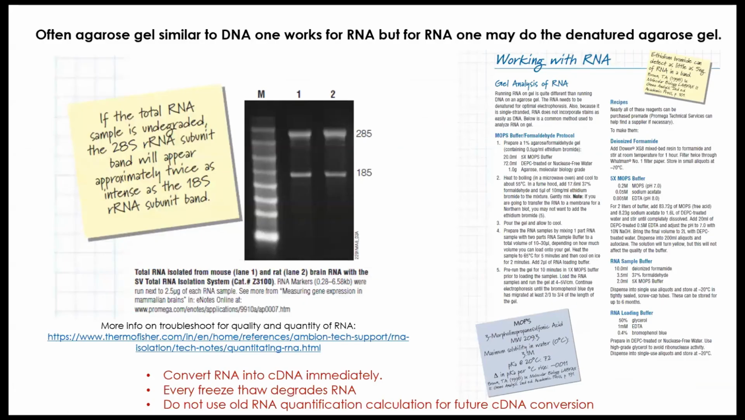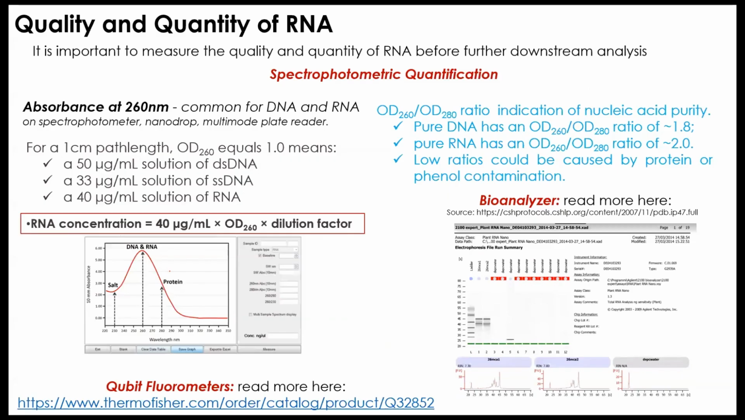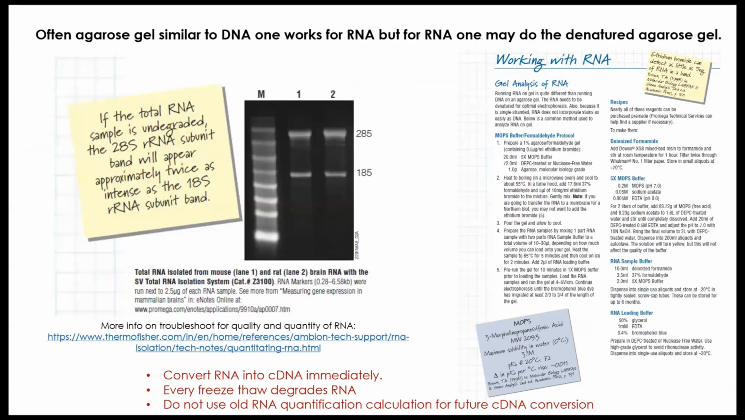Most often, we will not do Agilent bioanalyzer or Qubit. We will be doing the spectrophotometric reading and then running the gel. When you run the gel, it is more or less similar to DNA. However, RNA may have secondary structures, and that may cause a non-uniform run in the gel. As a result, RNA is generally run on a denaturing agarose gel. However, most labs, including ours, use agarose gel conditions similar to those for DNA.